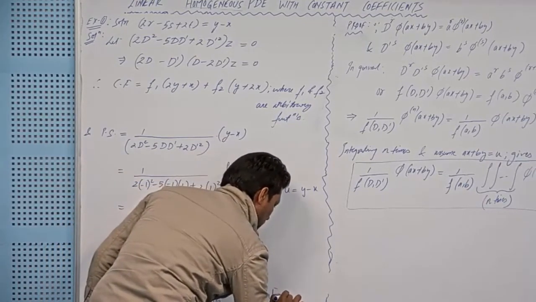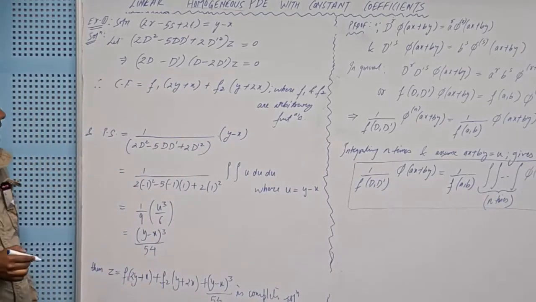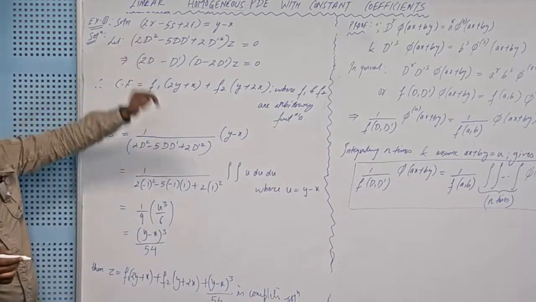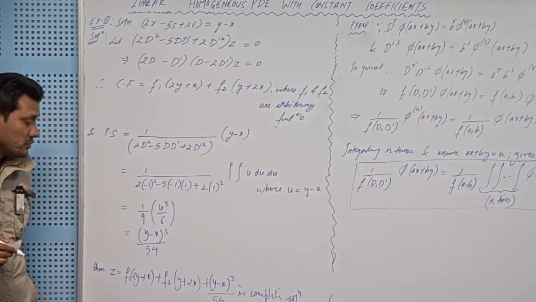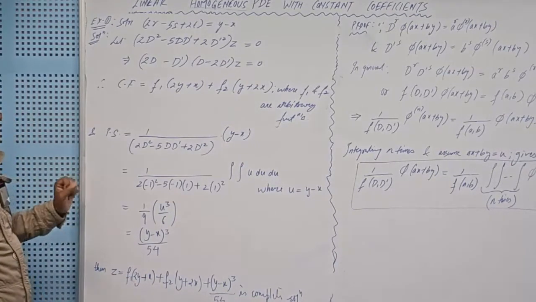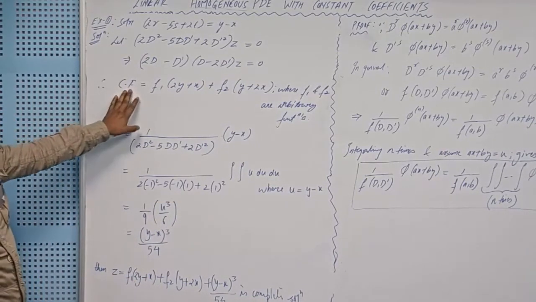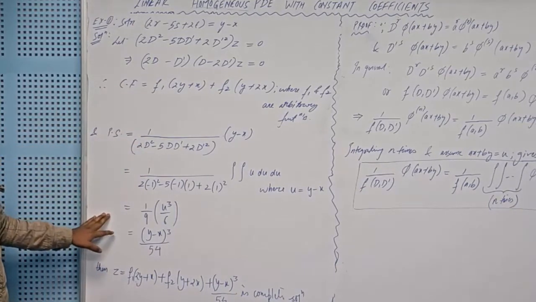is the complete solution, right? And you can see that the order of this PDE is 2. That's why only 2 arbitrary functions appear in the answer. And note that the arbitrary functions will appear only in the complementary function. The particular solution or particular integral is a constant free solution.